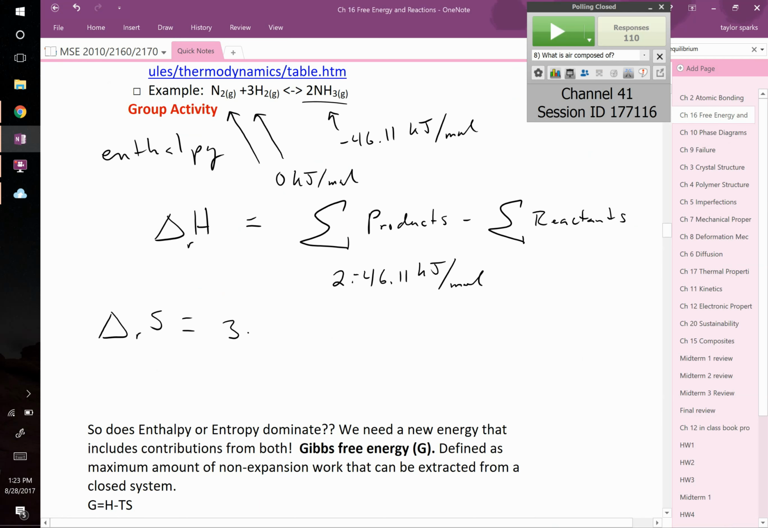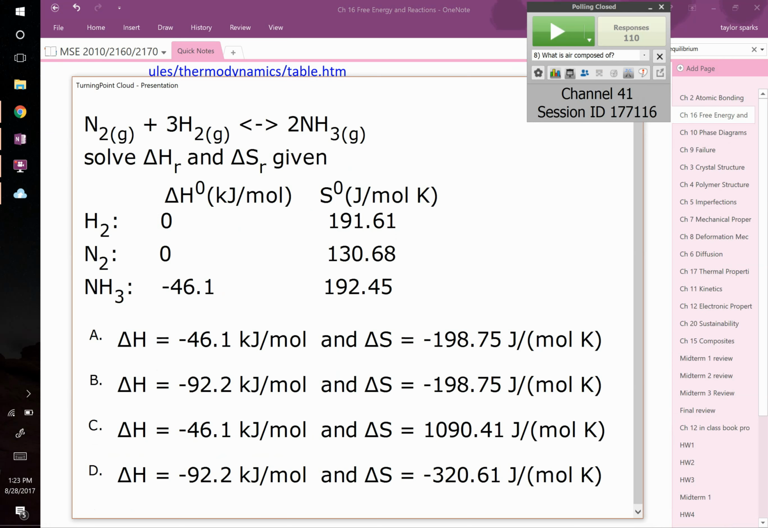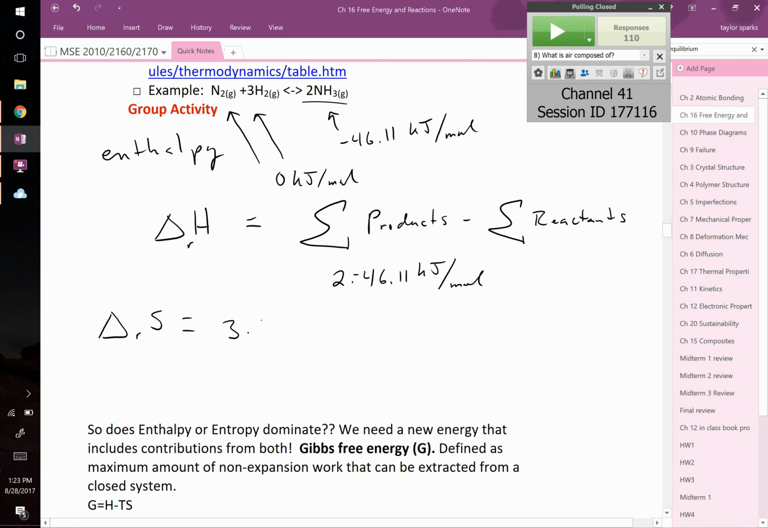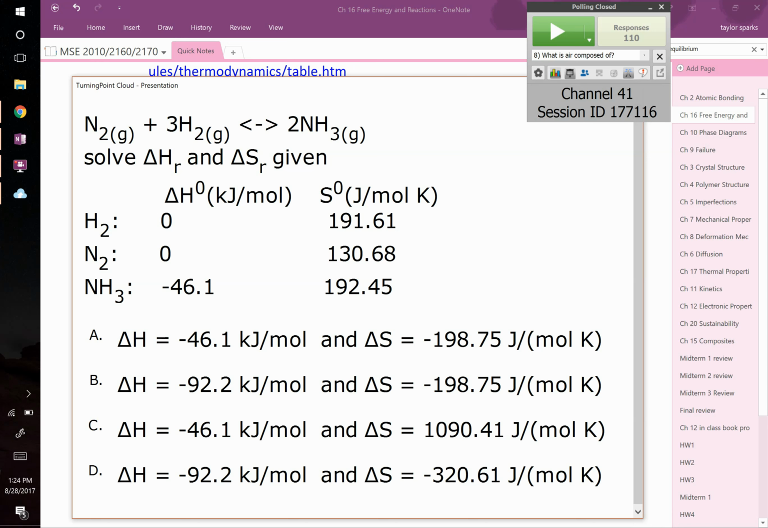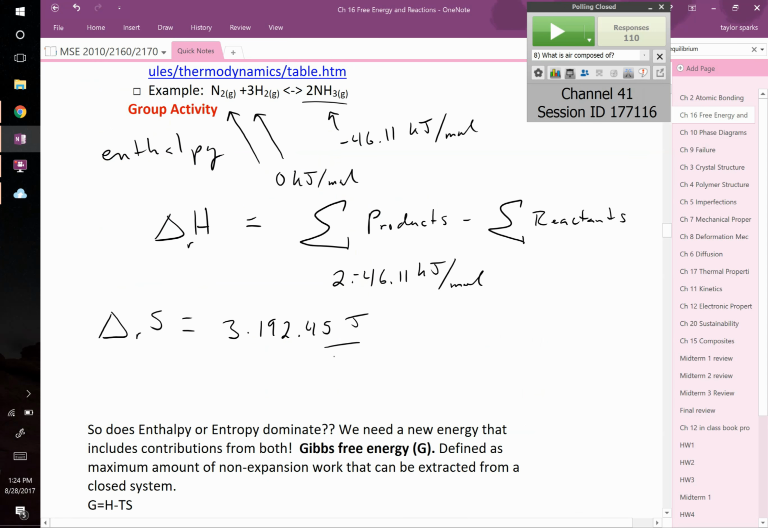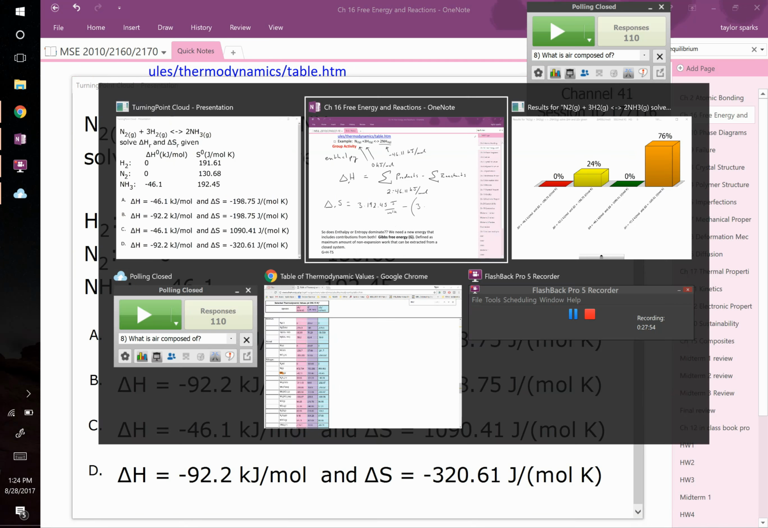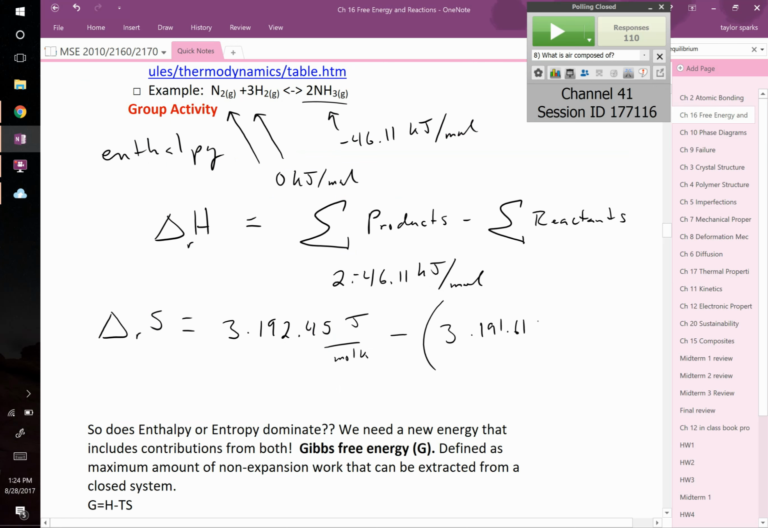So it's going to be 3 times the entropy for our ammonia, which is 192.45. That's got weird units of joules per mole Kelvin. That's going to be minus the sum of 3 times hydrogen, which is 191.61, plus 130.68. Again, this has the units of joules per mole Kelvin. And that comes out to negative 320 joules per mole Kelvin.